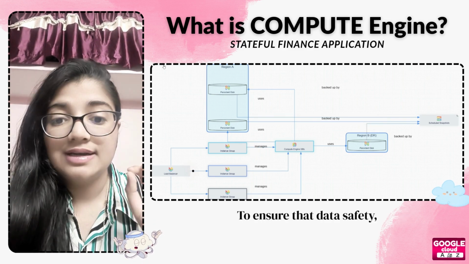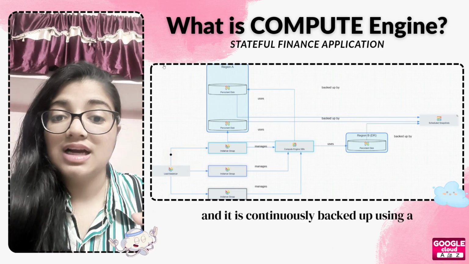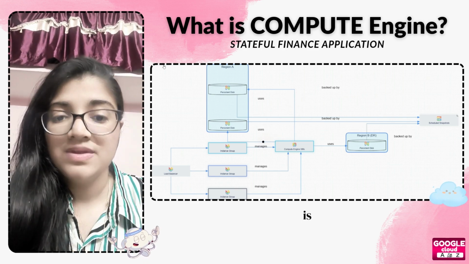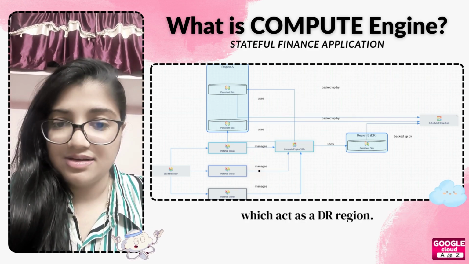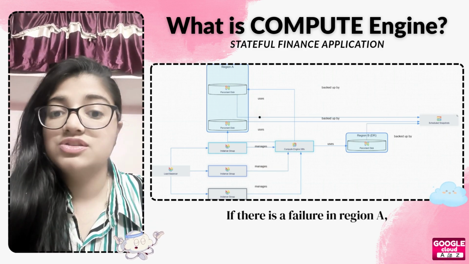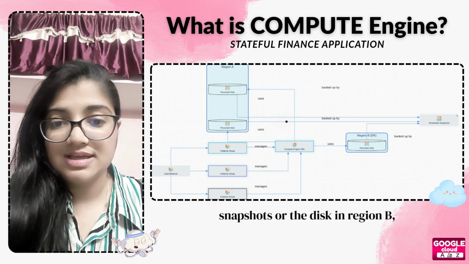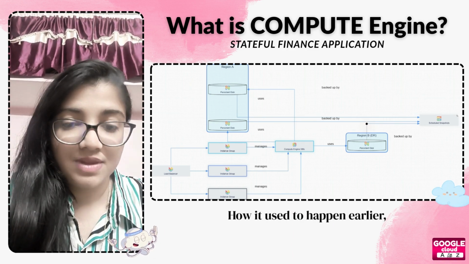To ensure data safety, the persistent disk is in region A itself and it is continuously backed up using a scheduled snapshot. In parallel, data is also managed in region B as well, which acts as a DR region. If there is a failure in region A, the application can be restored using these snapshots or the disk in region B, ensuring business continuity with minimal downtime.